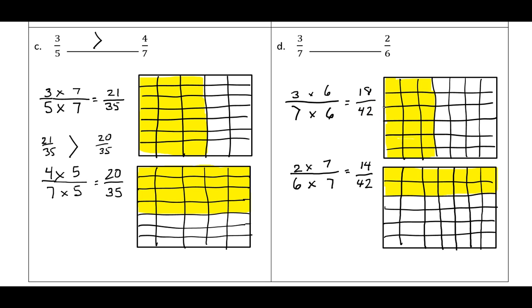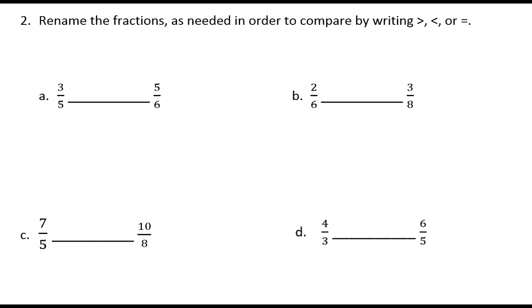Now the fractions I'm comparing are 18/42nds and 14/42nds, which means 18/42nds is greater, and 3/7 is greater than 2/6. Now in our last section, we're going to compare the fractions, but we're going to do it without using the fraction model. We're going to think through the same process, but we're not going to draw the fractions out.